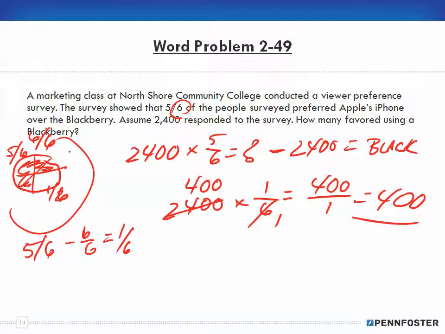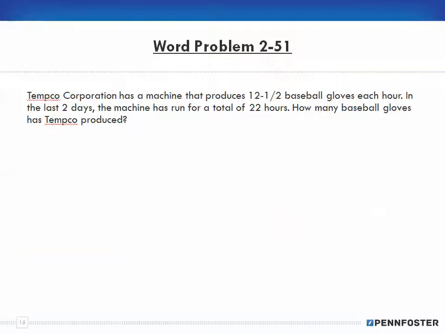See how alternate thinking here, and if you have to diagram it out, makes doing a problem easier. Right, problem 2-51. Temco has a machine that produces 12.5 baseball gloves each hour in the last 2 days. Okay, so in my mind, in the last 2 days, since we're talking about hours, there's 24 hours in a day, and in the last 2 days, that's 48 hours.